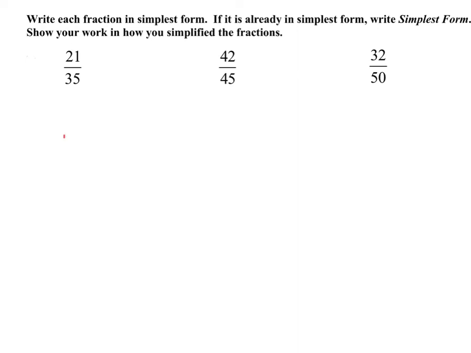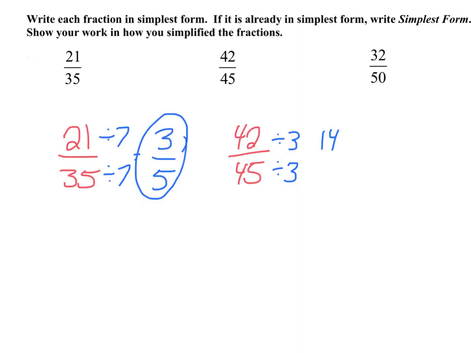Remember, when you're trying to simplify, 45 divided by 3 gives me 15. Then I look at 14 and 15. Can anything more be divided? Well, neither one of those have anything else in common, so it's in simplest form. There's nothing that both 14 and 15 can be divided by.